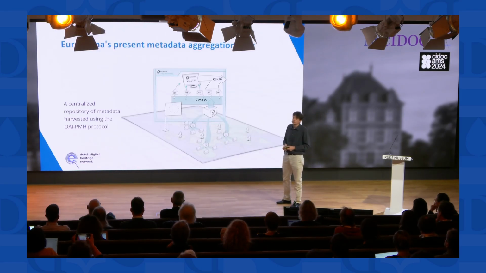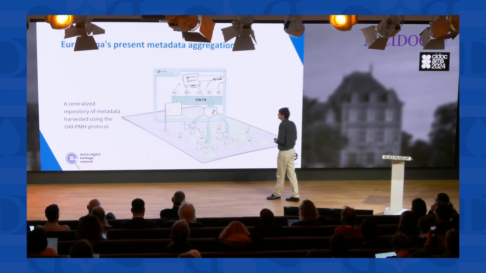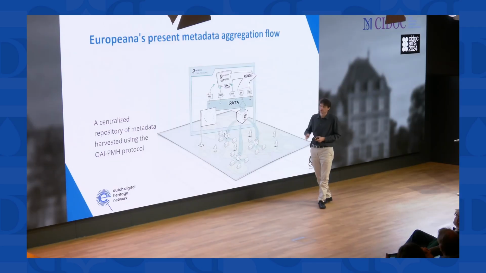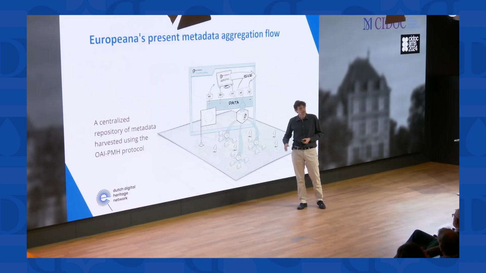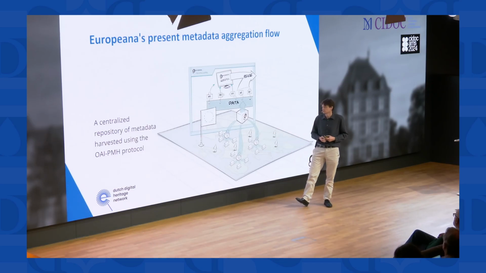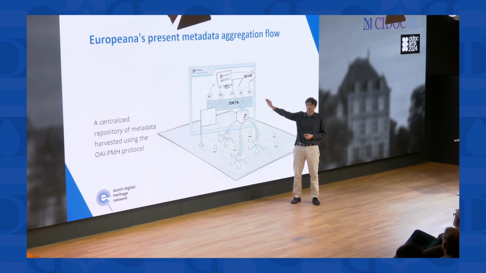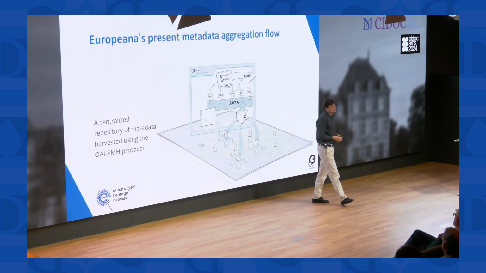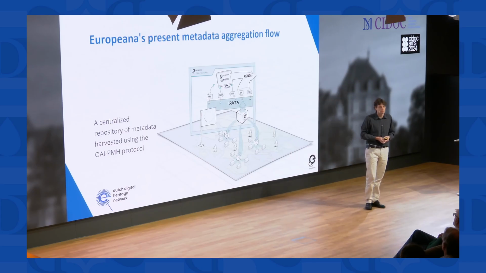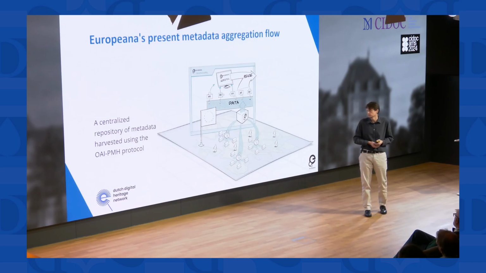This is an illustration of how things are currently happening at Europeana. Over the past 15 years, we've been a centralized repository of metadata that gathers information coming from over 3,000 different cultural heritage institutions. We harvest that metadata using the OAI-PMH protocol. We put that in a data repository, and that is served through various APIs to everyone who may want to reuse the data, including ourselves, because we built a website, Europeana.eu, on top of those APIs.